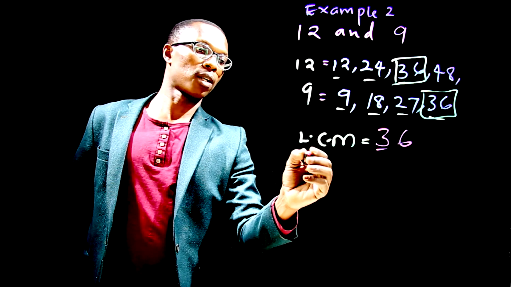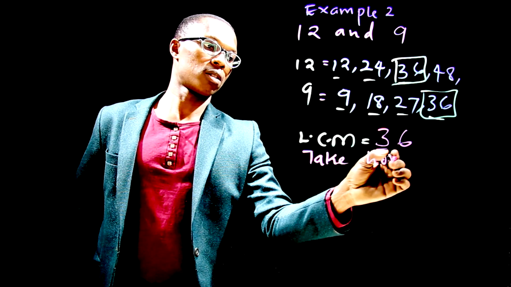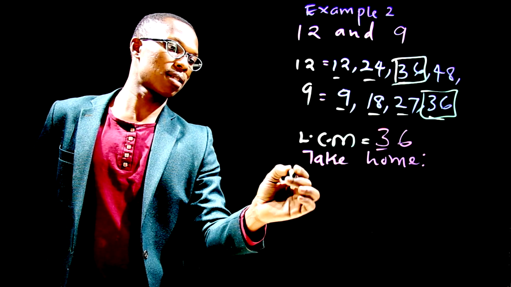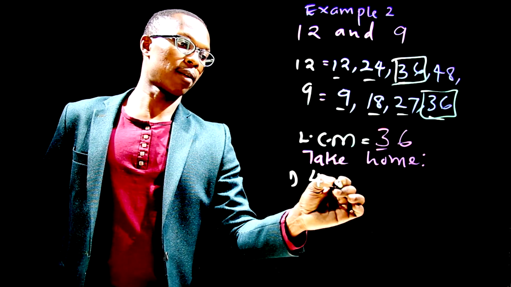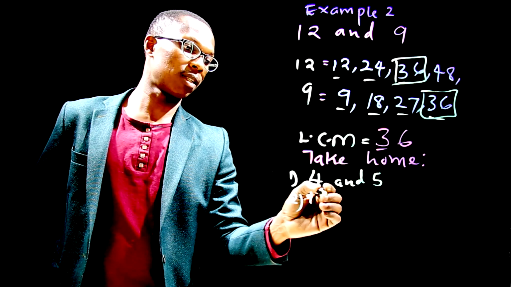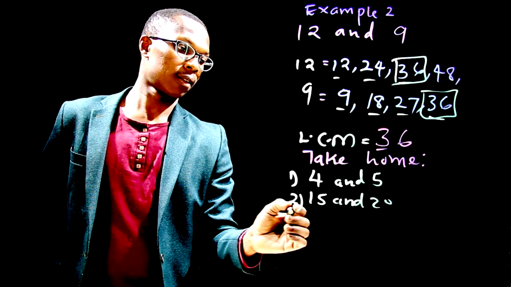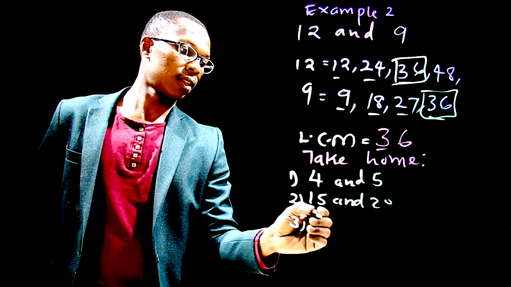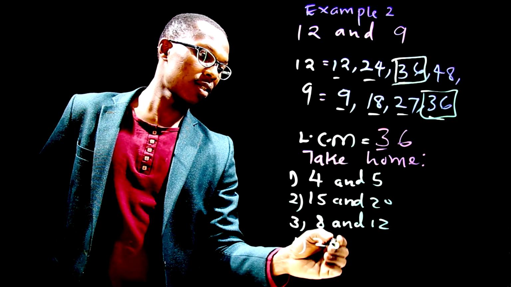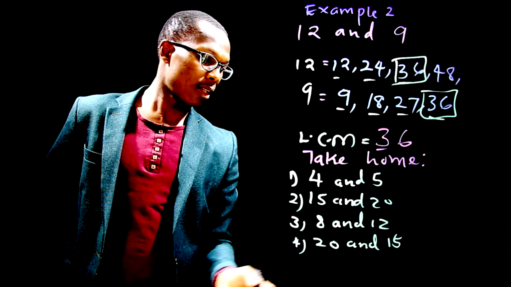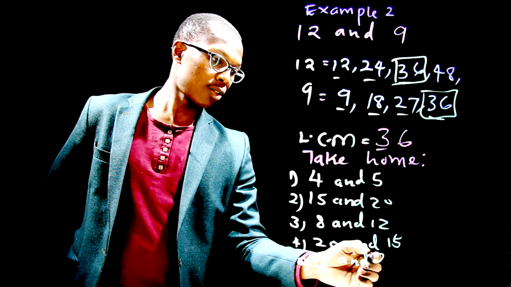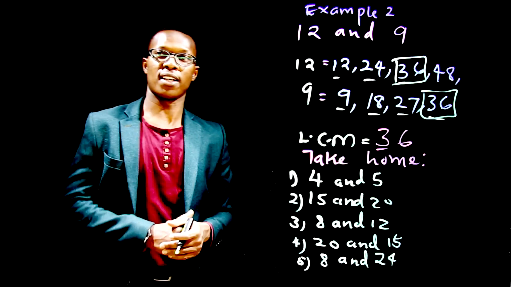Now let me give you some take-home work. You can practice more on finding LCM. You're going to have these numbers, and we hope you will be able to do them. 4 and 5. Find the LCM of these numbers. 15 and 20. Then we have 8 and 12. Then 20 and 15. And the last one is 8 and 24. And that's it.